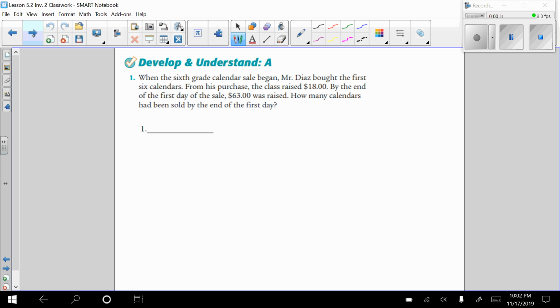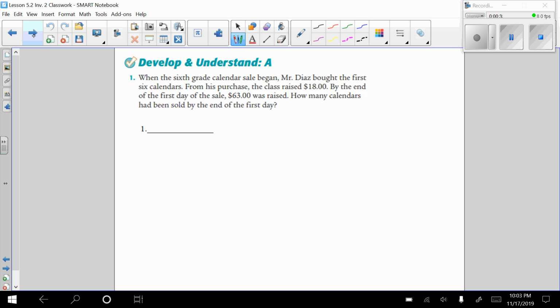When sixth grade calendar sales began, Ms. Diaz bought the first 6 calendars. From his purchase, the class raised $18. By the end of the first day of sales, $63 was raised. How many calendars have been sold by the end of the first day?